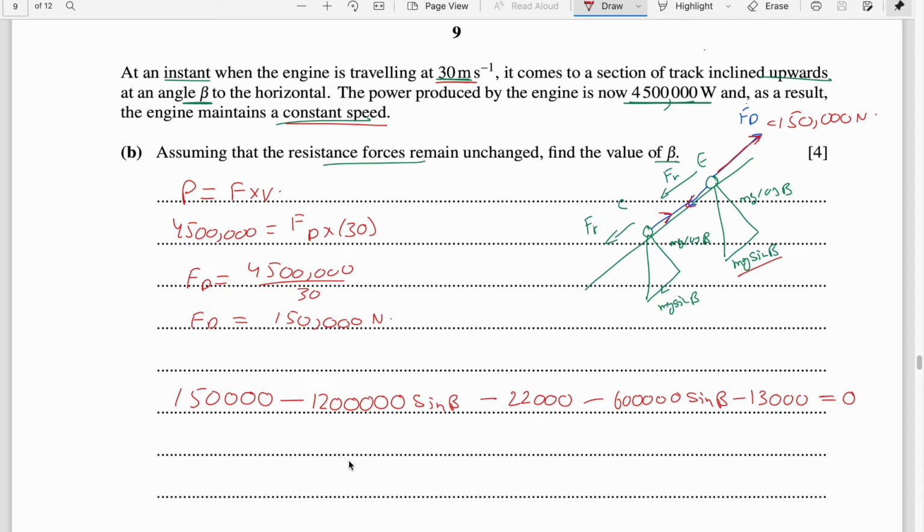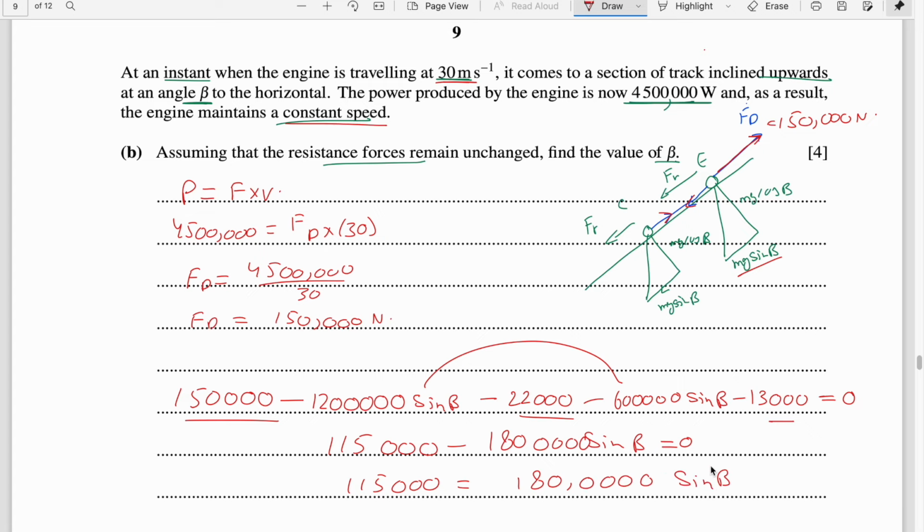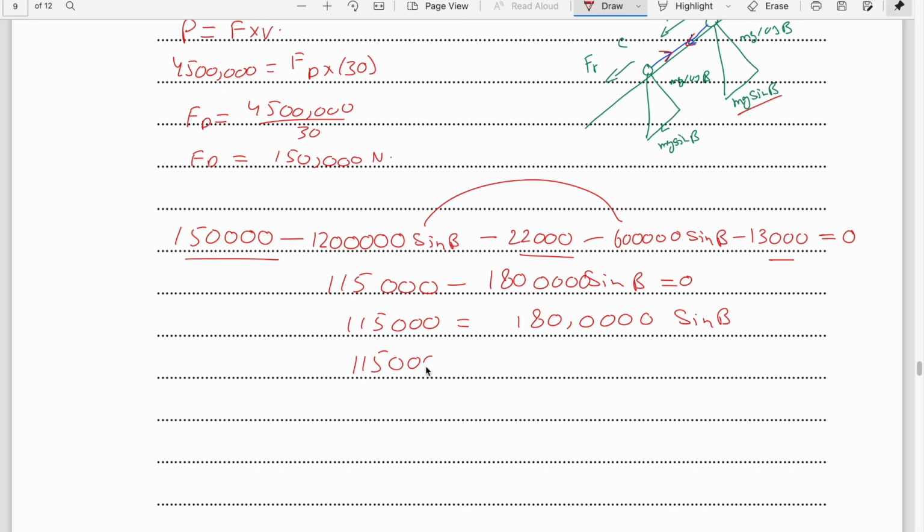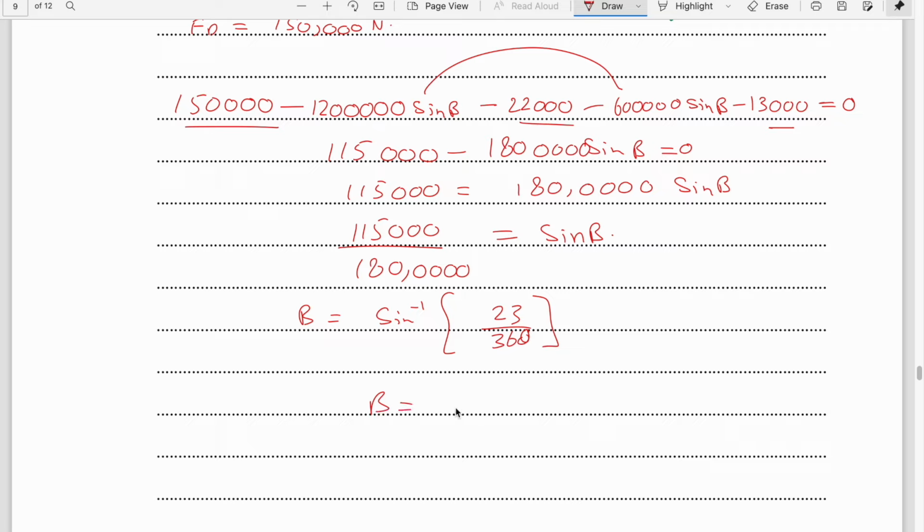Now the only unknown is sine beta. Use your calculator to add up these three values and we get 115,000, and adding these two we get 180,000 sine of beta, is equal to 0. So 115,000 is equal to 180,000 sine of beta. 115,000 by 180,000 is equal to sine beta, and we take sine inverse of 23 by 36. This is what we get when you use the calculator, and beta is equal to 39.663, approximately 39.7 degrees.